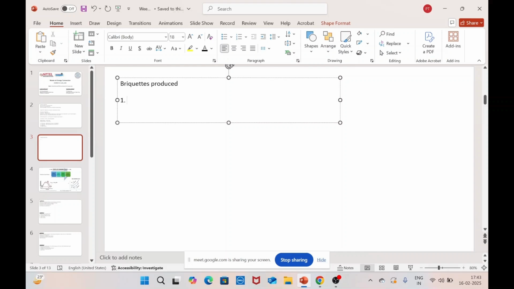So first, briquettes produced through this method, the heating value needs to be improved. And another thing is, even though the briquettes get densified, they generate quite a lot of smoke.